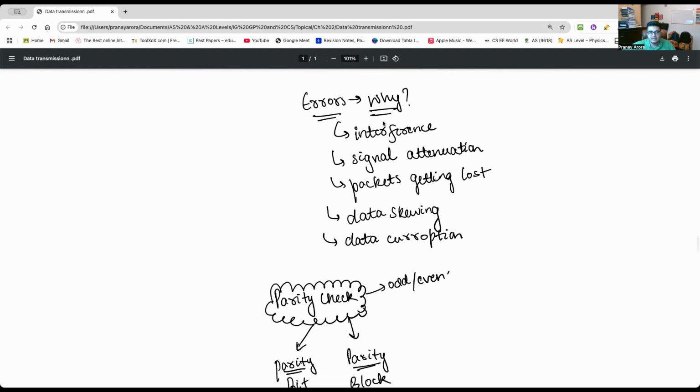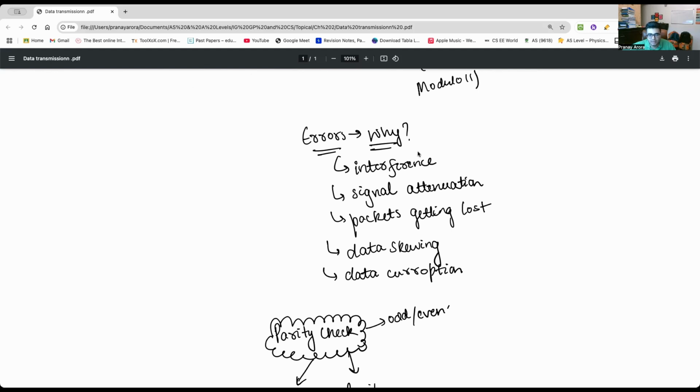Now, why are these errors caused? Why do packets get lost? Why does data skewing happen? Number one is interference. Interference in the signal can cause signal attenuation, which is also distortion in the signals. Packets can obviously get lost. There can be data skewing. The data can be mixed up and data can get corrupted.